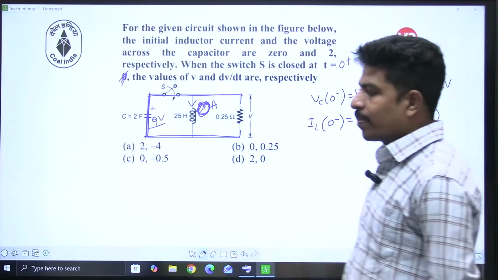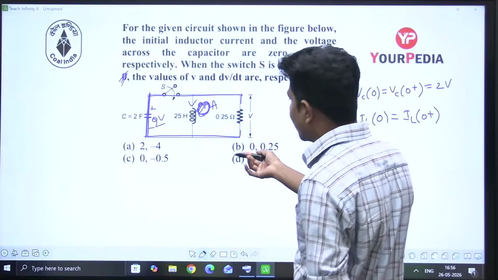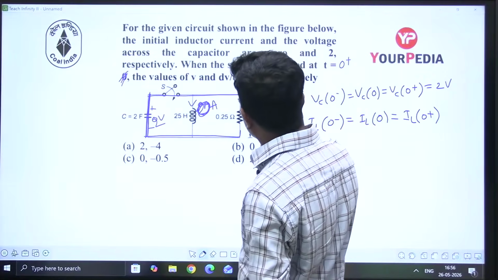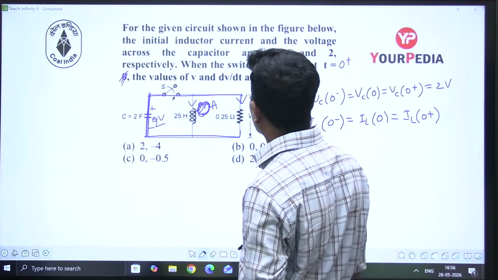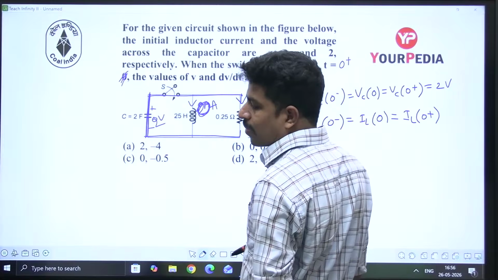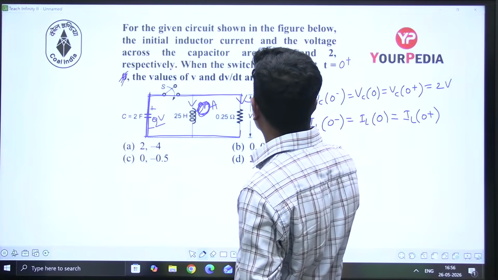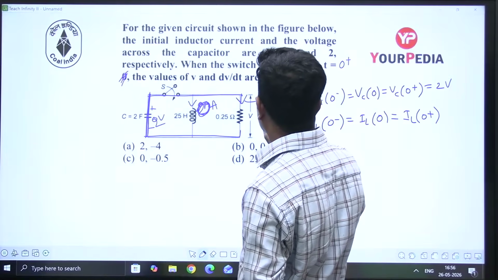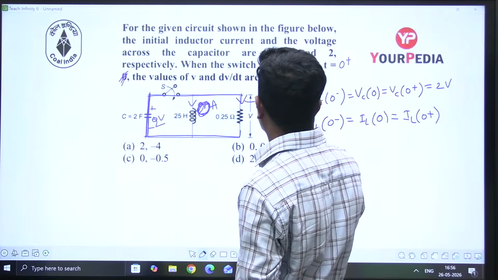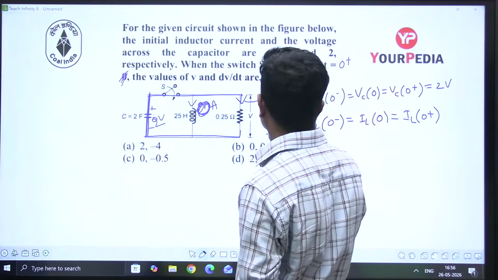Capacitor voltage is given as 2 volts. Yes, correct. Now if this is 2 volts, then 2 divided by 0.25, how much will be the current? This current, IR of 0 plus, is equal to V, which is 2 divided by 0.25. How much is it?